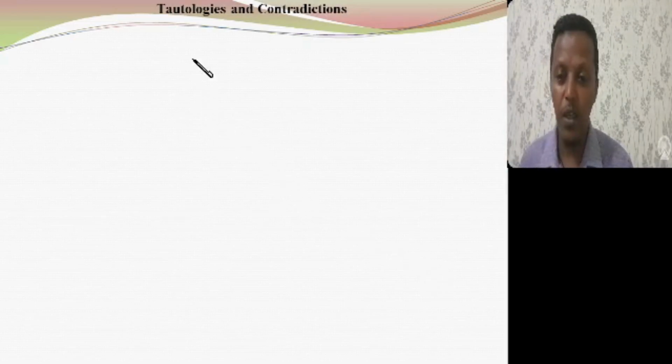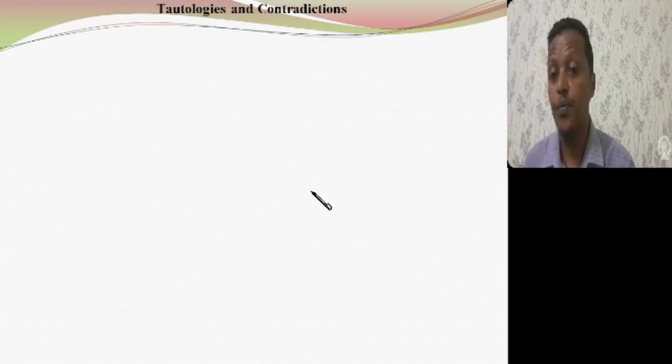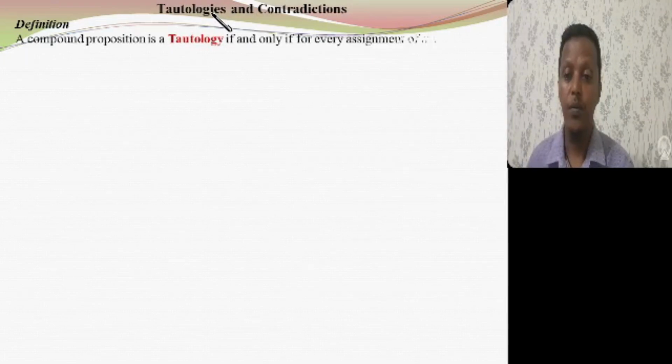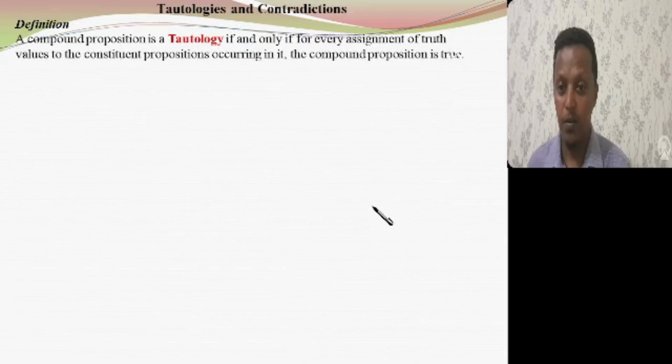So once we know the converse, inverse, and contrapositive for a conditional statement, the other point is how we can check whether a compound proposition is a tautology or a contradiction. Our compound proposition, we call it a tautology if it is true for all logical possibilities.